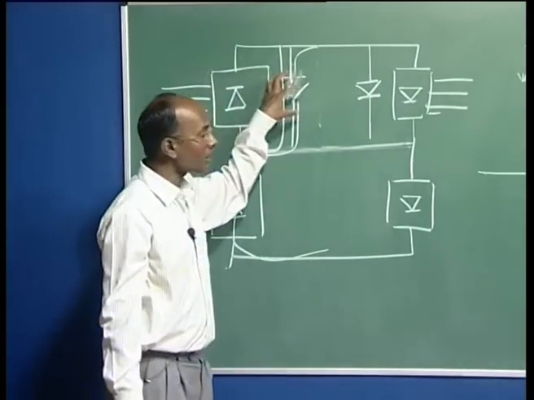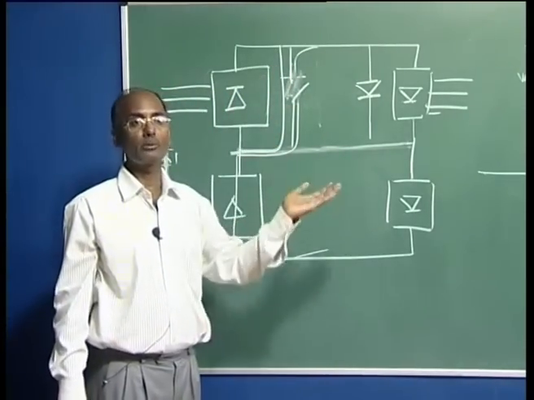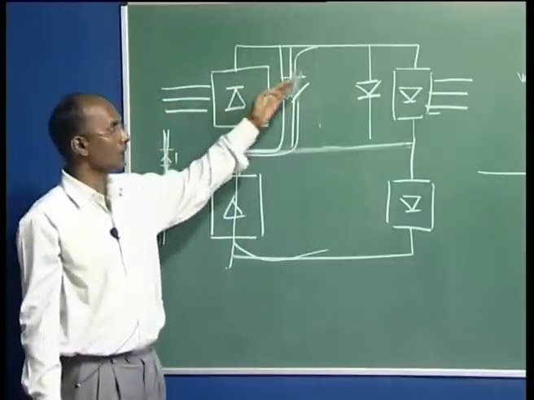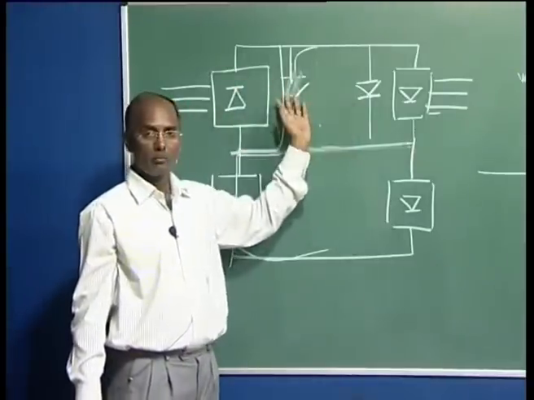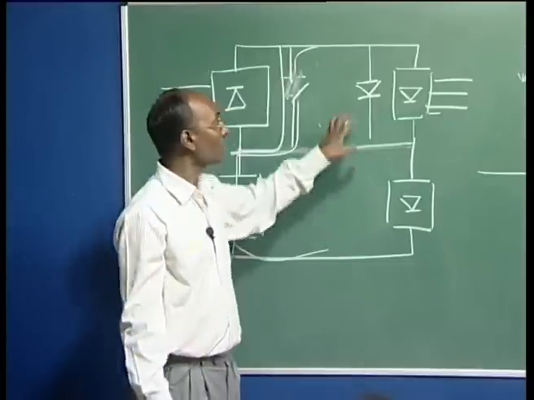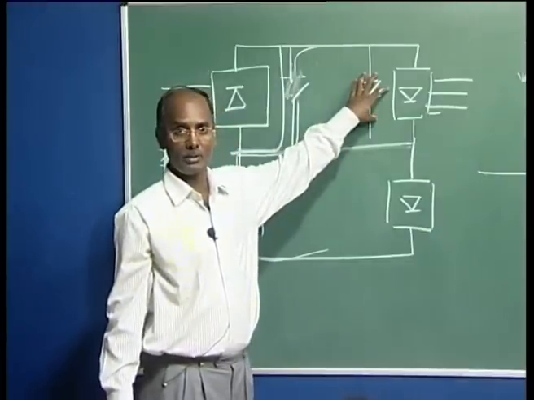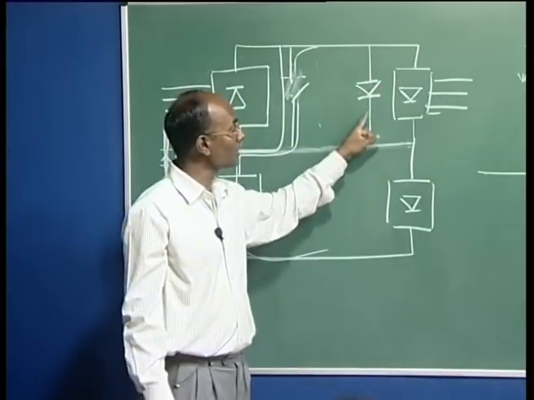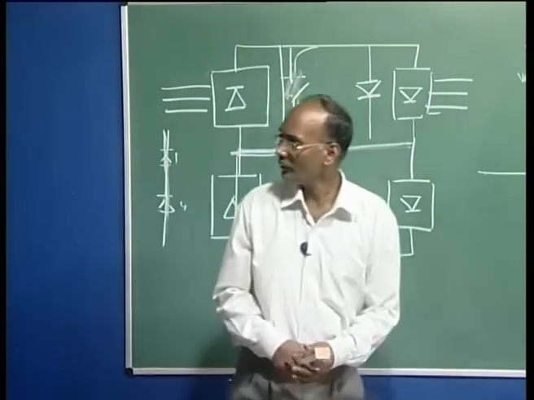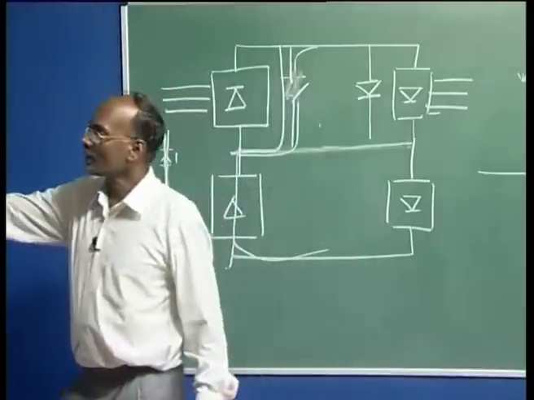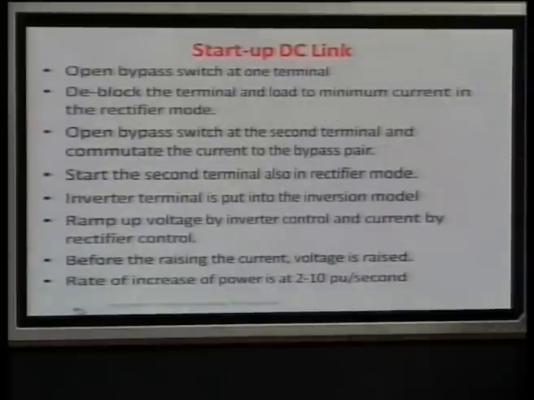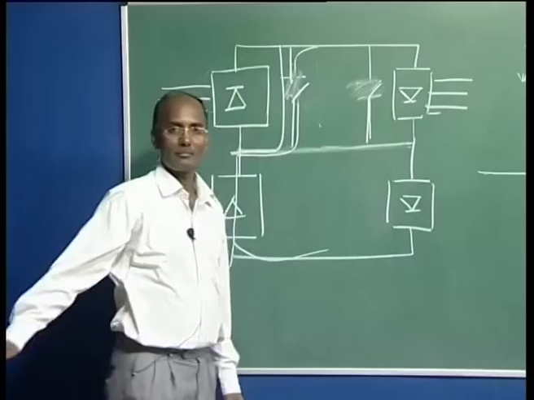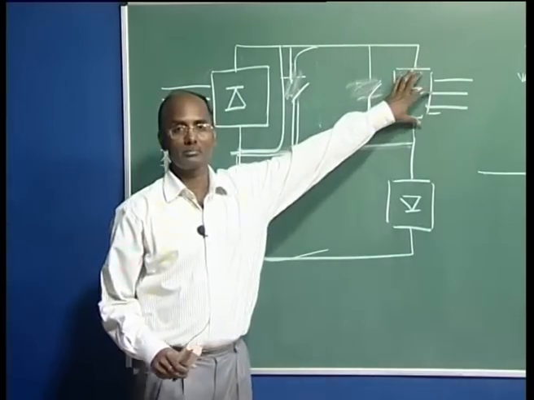So, we use either bypass valves or bypass switches. If you are using this concept, then the switches are used. If you are using valves, then valves are also used, but this will increase the extra cost, because thyristors are more expensive than a switch, and in this case you may also require switches. So, open the bypass switch at one terminal means this is a switch, which earlier was closed, and now you have to open it. Now it is ready to conduct the current.